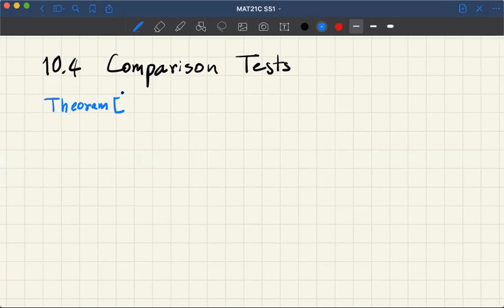The first big technique that we talked about is the integral test, right? Now it's the second one. It's called the comparison test. The first theorem is called the direct comparison test.